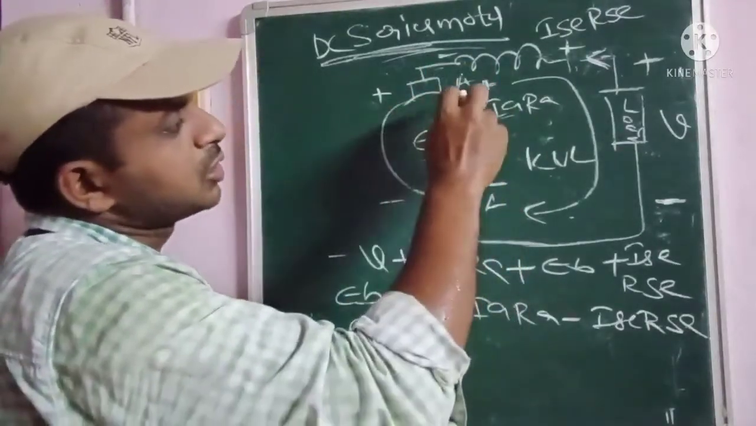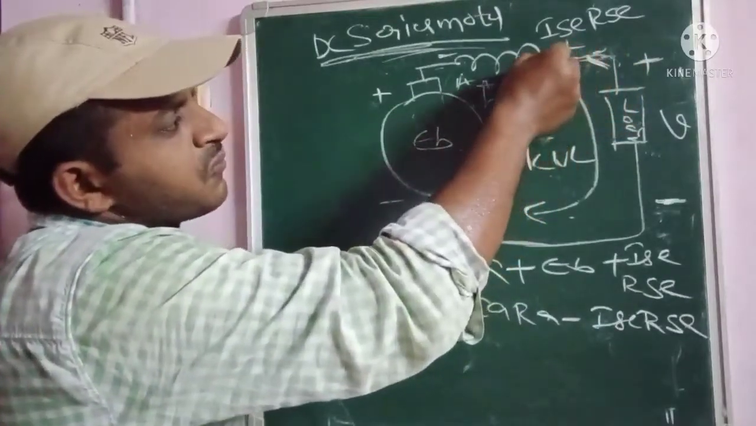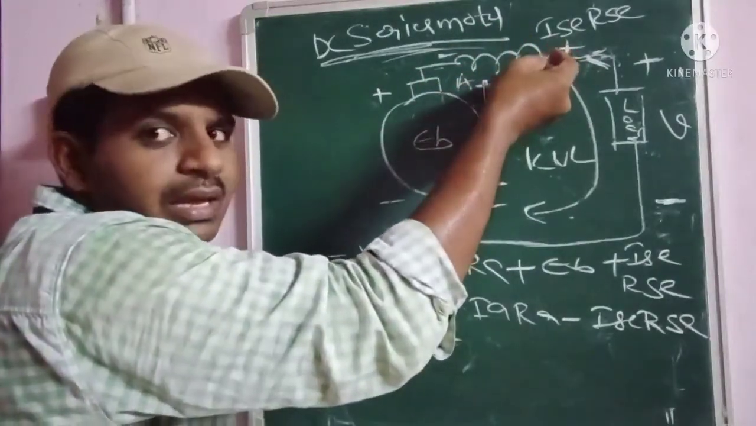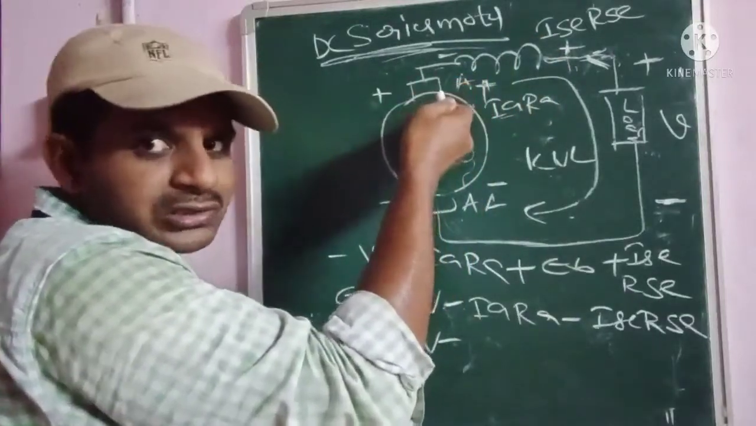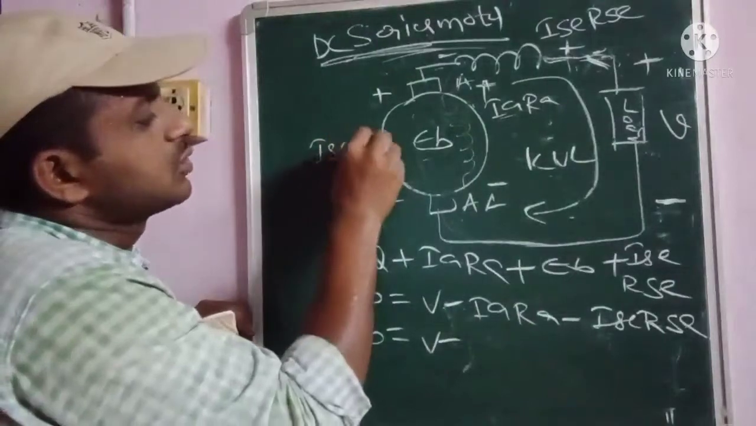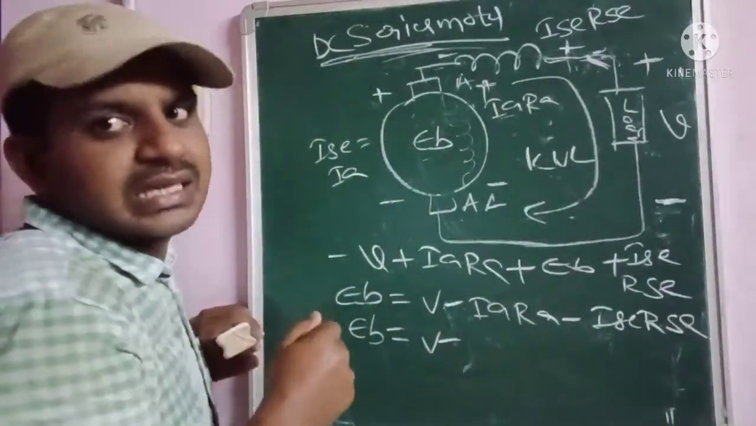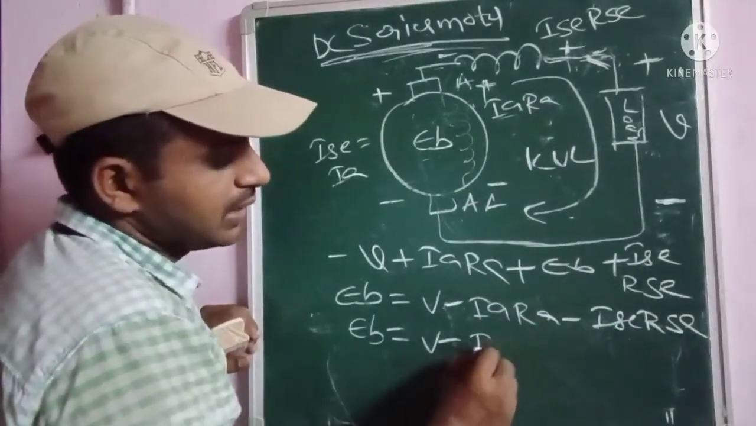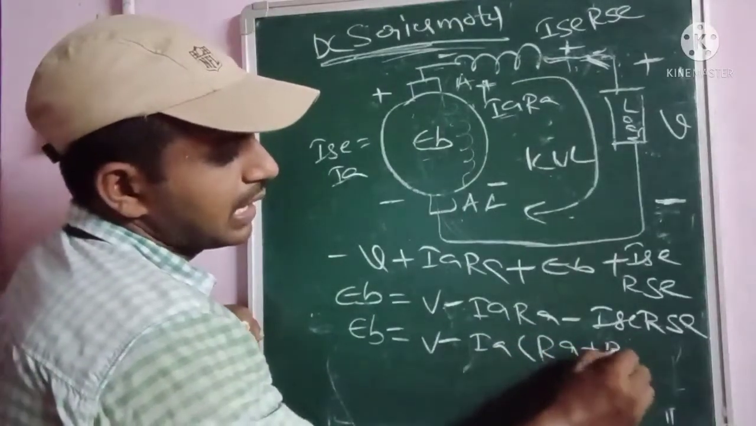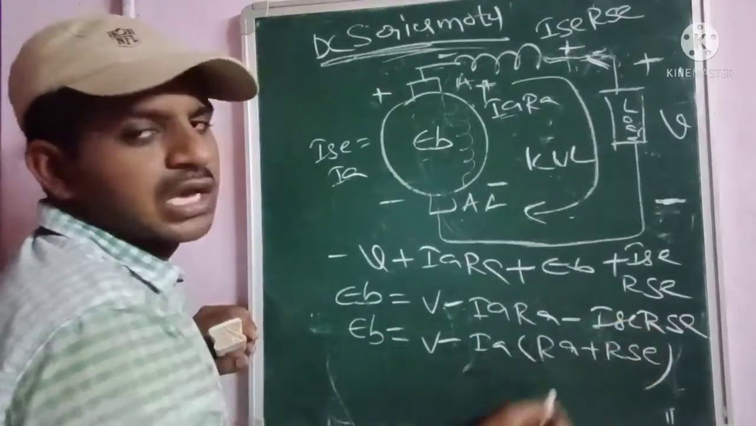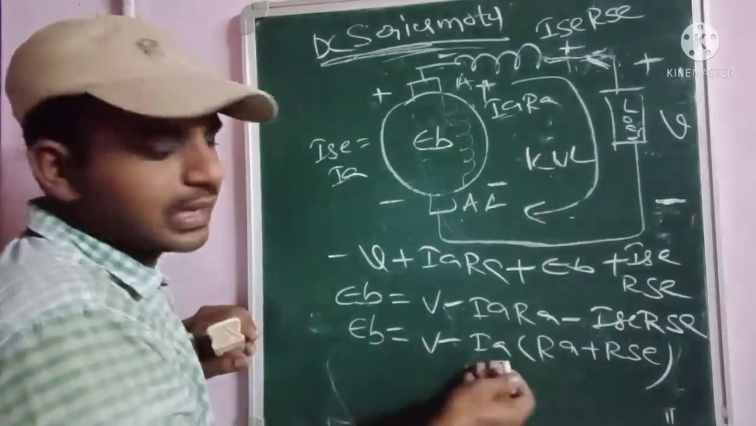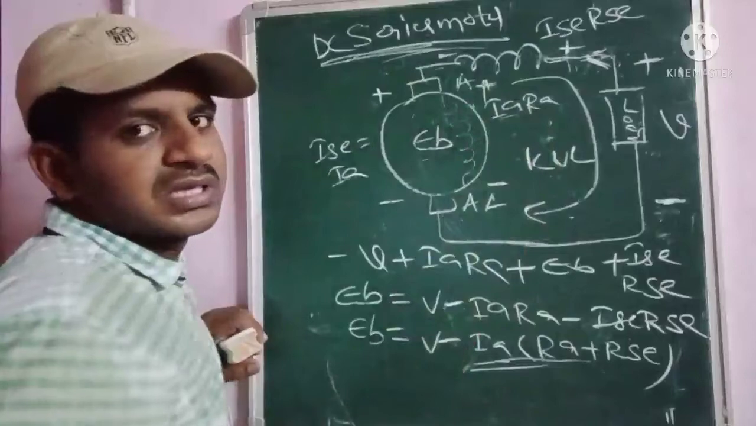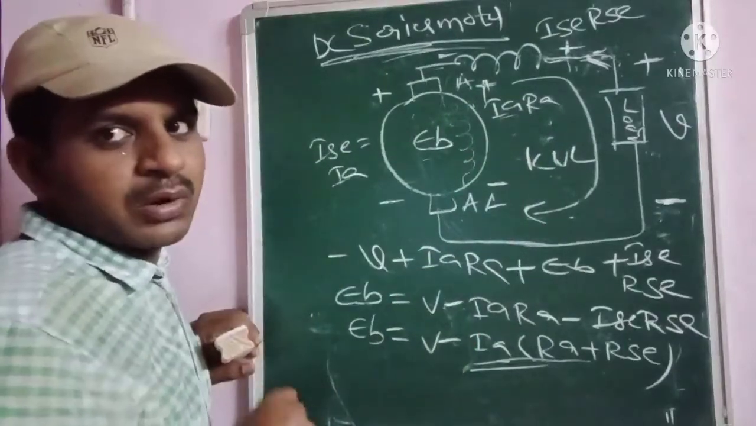We already know that the current flowing through the field winding equals the current in the armature winding on the rotor, so Isc is equal to Ia, similar to the DC series generator. If we replace Isc with Ia and take Ia common, we get Ia into Ra plus Rsc. This is the back EMF equation for the DC series motor, which is very important.